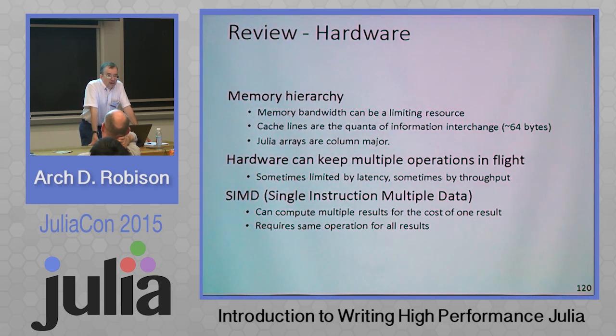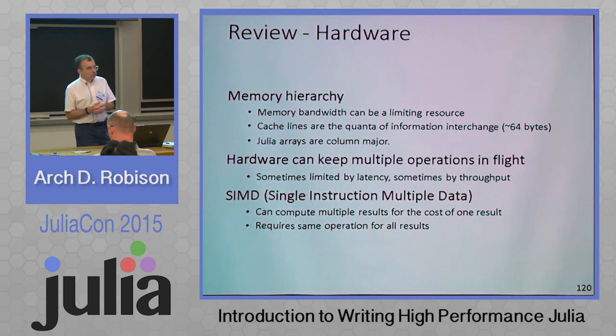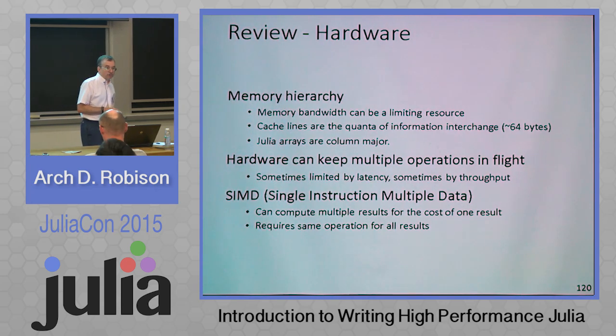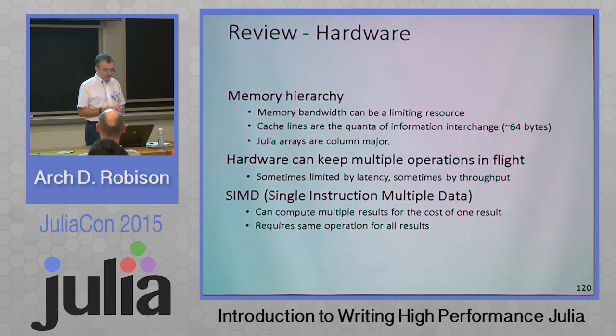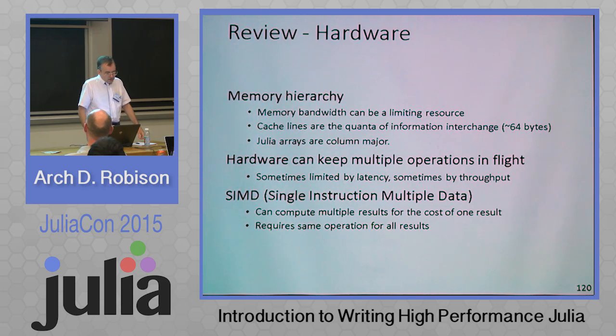So to summarize, there's a memory hierarchy, and the memory bandwidth is the limiting resource. It's like a coffee stirrer that's been crushed. The cache line: when you ask for a piece of memory, you don't just get that memory, you get the entire cache line. The cache lines are about 64 bytes. Julia arrays are column major, just like Fortran and MATLAB. They're not row major like every other language on the planet.